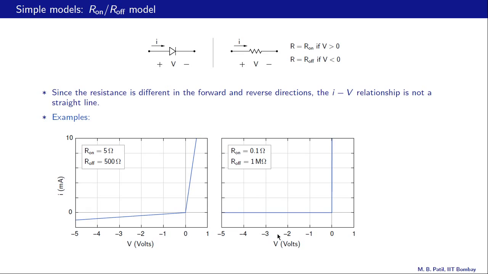And if we make R on equal to 0 and R off equal to infinity, that is, we consider the diode to be ideal, then this line is going to coincide with the y-axis and this line is going to coincide with the x-axis. So that is the ideal diode IV relationship.